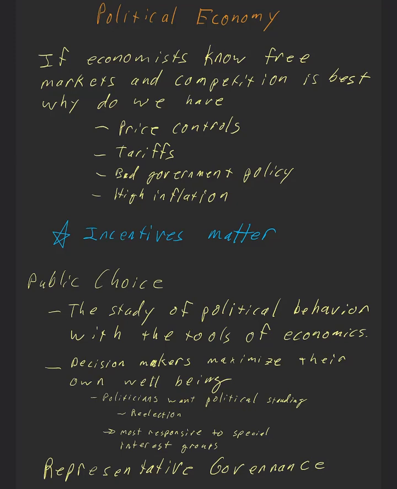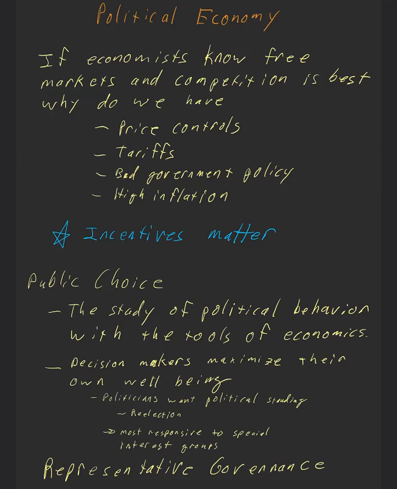The answer to this for economists, an important part of the study of political economy, is what we call public choice. Public choice is the study of political behavior with the tools of economics. Put another way, decision makers maximize their own well-being. We treat politicians, bureaucrats, policymakers as economic agents who are trying to maximize their own well-being. For politicians, for example, they want political standing or re-election. They're therefore most responsive to special interest groups. That's how we get many bad policies. We'll talk about this more later.